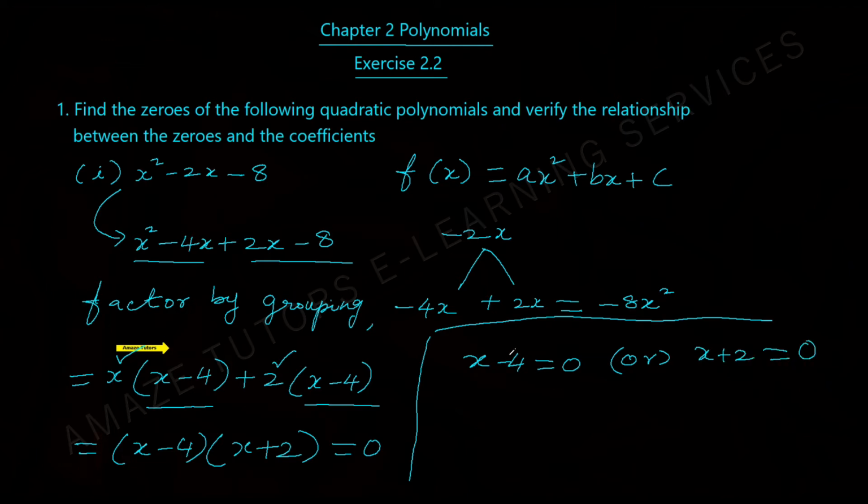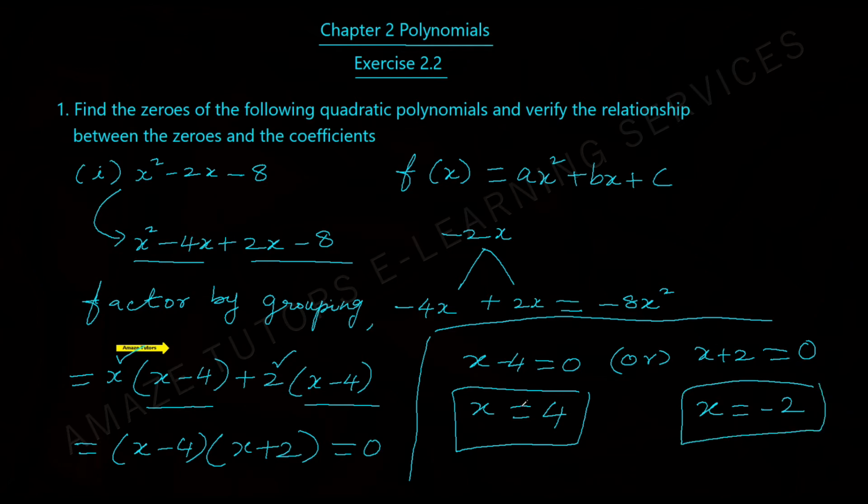Now you know very well, do the inverse operation or balance the equation to get the x value. It's minus 4. When you take it to the other side, plus 4. So x equal to positive 4 is one of the zeros or solutions. And the other one, when you take 2 to the other side, minus 2. X is equal to negative 2. Now we found out the first part. We found out the zeros, 4 and negative 2. Now we need to find the relationship between the zeros and the coefficients. I'll show you in the next page.